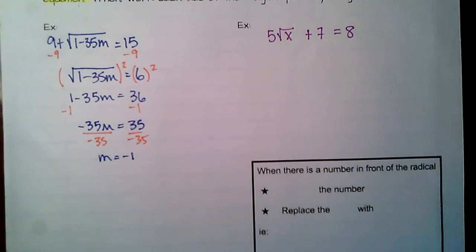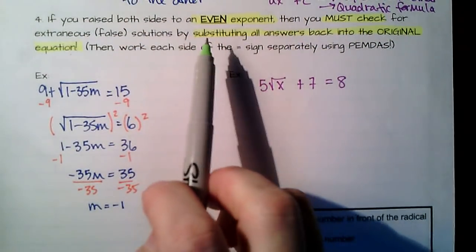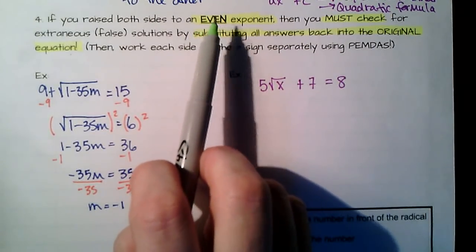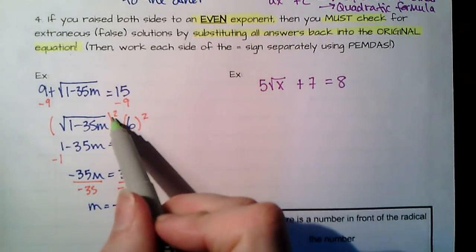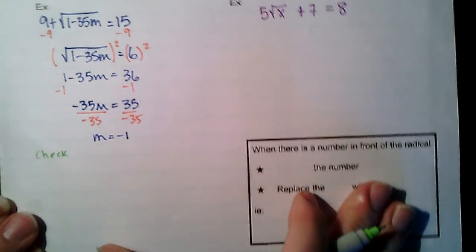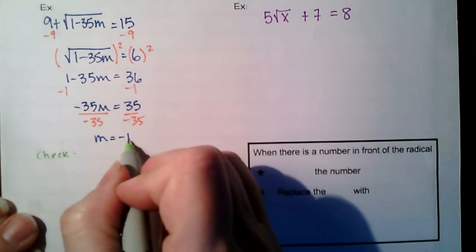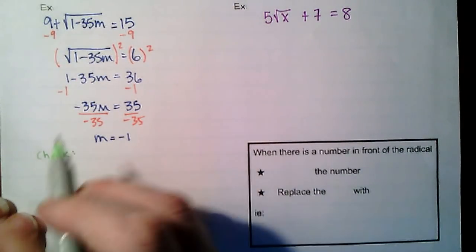Now, I have to ask myself, do I need to check my answer? I need to check my answer if I raised both sides to an even exponent. Since I squared both sides, I do need to check. So I will check by taking my original equation and substituting in negative 1 for m.